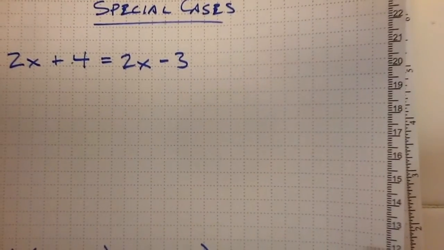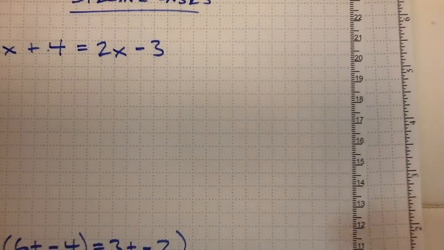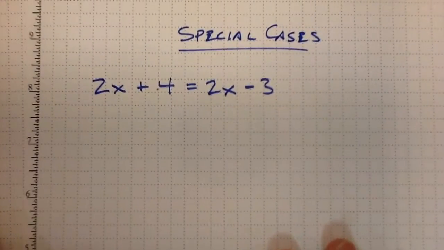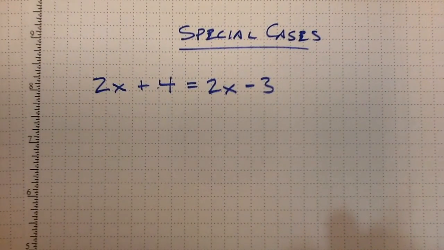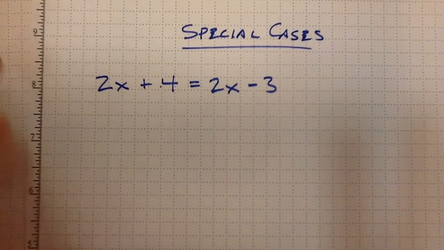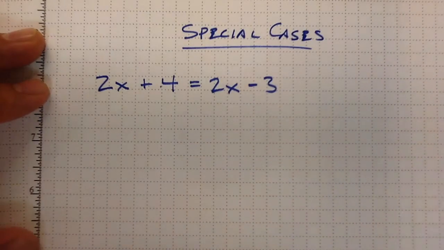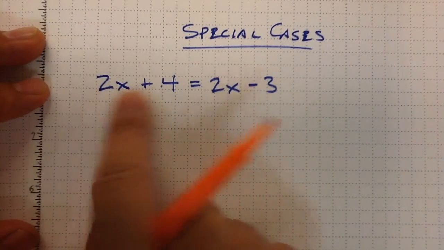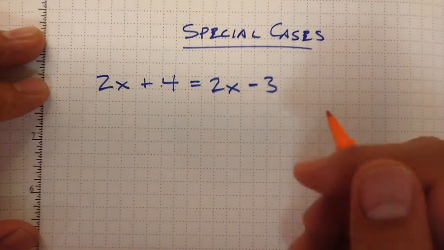This last set I picked out because these are some special cases we need to be aware of. And what I mean by special cases is, as we do these problems, something weird is going to happen here. So I've got two to just explain this. All right, so 2x plus 4 equals 2x minus 3.